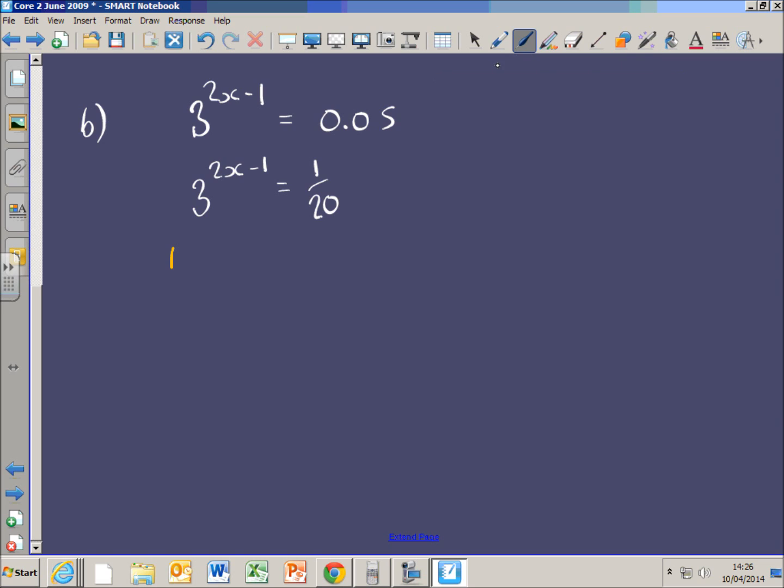Okay. I'm going to do log to the base 10 of both sides. Like that. Sorry, not quite like that, because I didn't do log of that side. Whenever you're trying to find something that's in the power, you do log of both sides. So that's log of that.